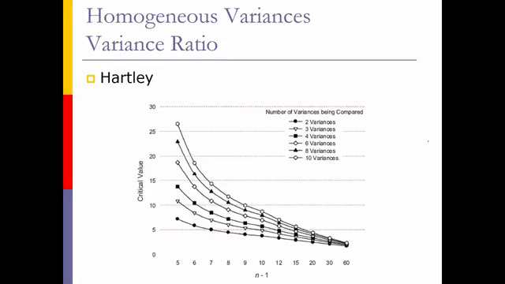Hartley does something slightly different. It depends upon how many variances you're comparing, what your degrees of freedom are. Degrees of freedom are your x-axis, and what critical value you're looking at. The problem I have with this is you have to find this graph every time you want to figure this out. At least with Box's test, the square root of 3 is pretty easy to remember.